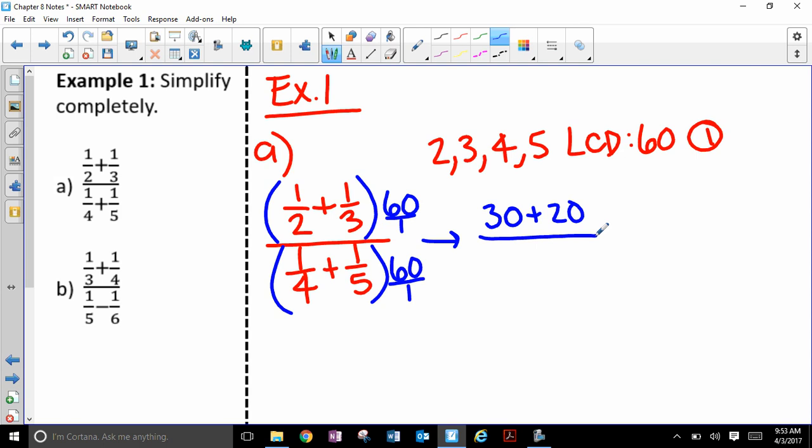Now we do the bottom. So that'd be 60 over 4, and 60 divided by 4 is 15. And then this one would be 60 over 5, which is 60 divided by 5, which is 12.